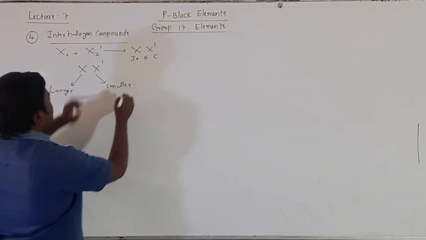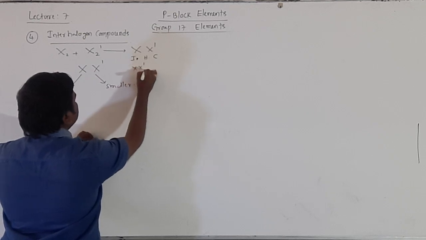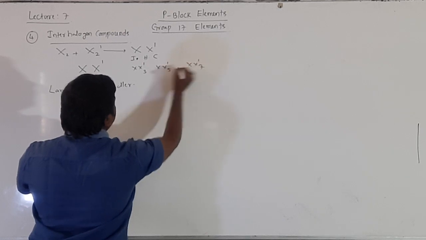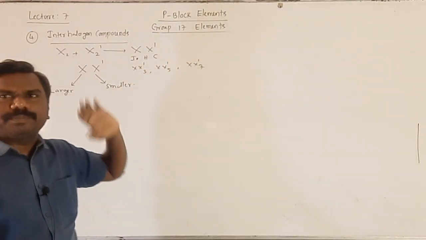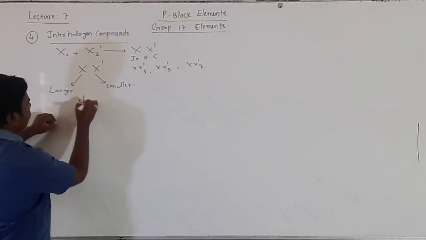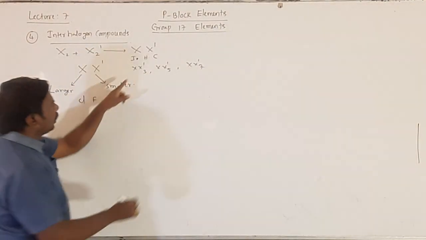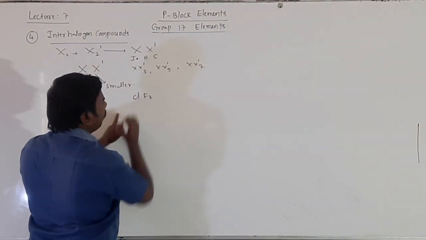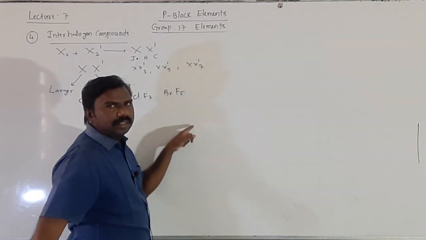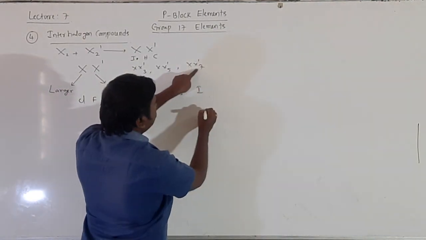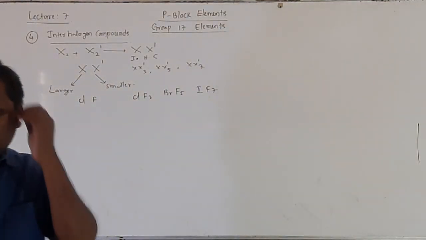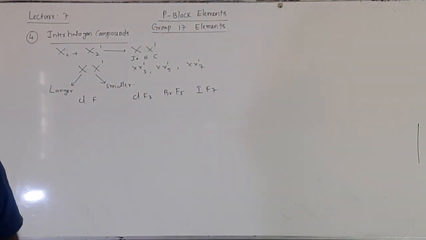Many are formed: XX', XX'3, XX'5, XX'7. Many are possible. Examples: the bigger one Cl with the smaller one F; the bigger one Br with the smaller one fluorine; the bigger one I with the smaller one F, seven times. These are examples, students. Now, how to prepare?